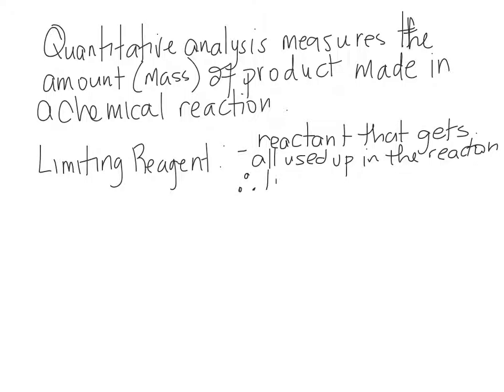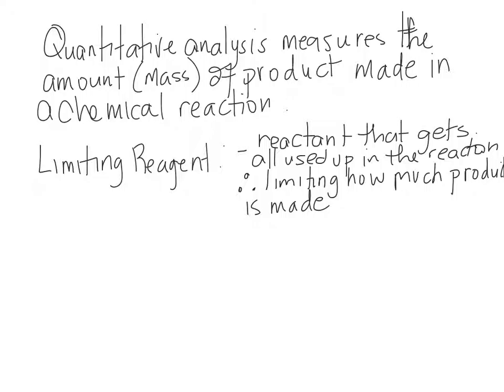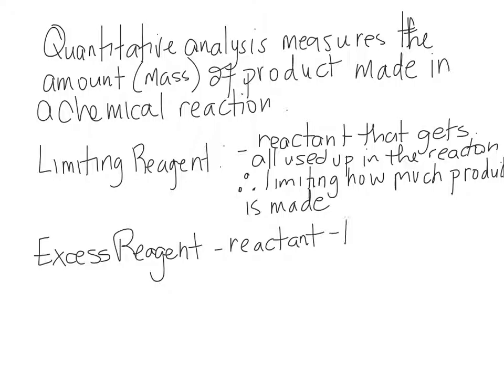therefore limiting how much product is made. So once all your limiting reagent is used up, you stop making product because you have nothing building it. Okay, you've run out. Excess reagent, on the other hand, is there in larger amounts than needed. So it's the reactant that does not get used up.